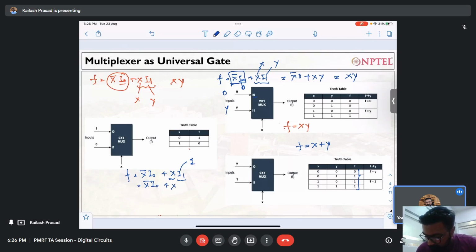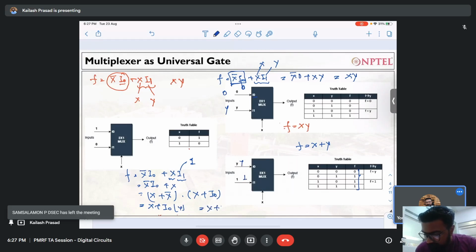And if you know that you can write this expression as (x + x bar)(x + I0). Okay, so this is the distributive property. x plus x bar is 1, so this is x plus I0, right? Now what you have to do is just put I0 as y. So if you put I0 as y, here I put y, this is 1, right? This will be x plus y. Very simple. So this will behave like an OR gate, right?